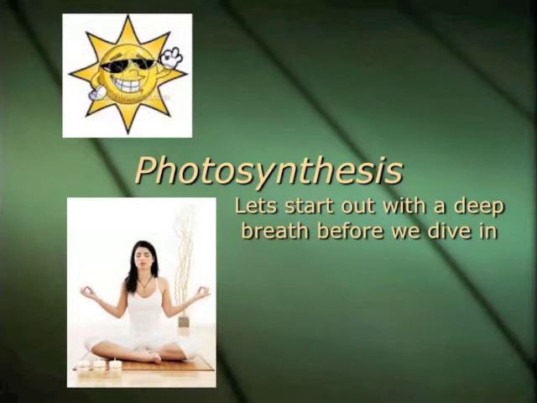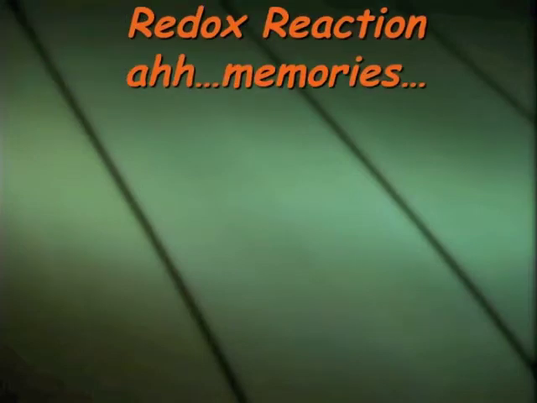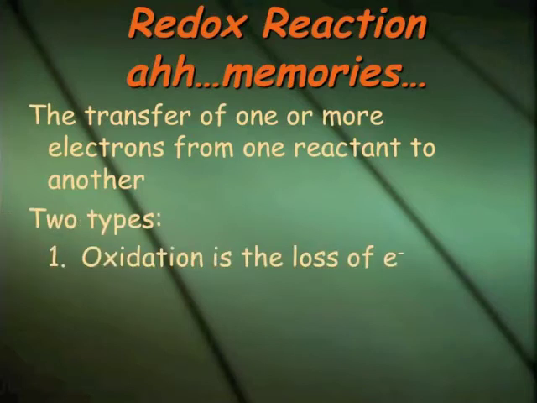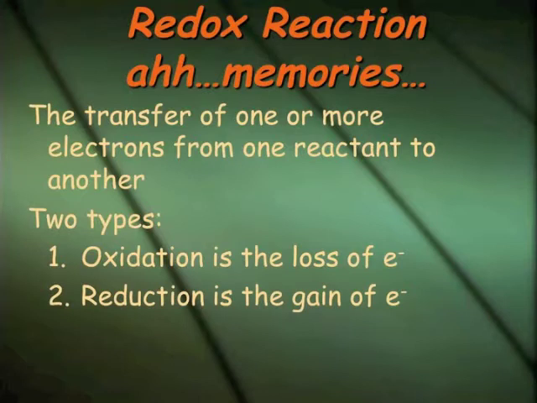So to begin with, photosynthesis is all about redox reactions. I know you remember these from chemistry and love them so much. So to review, and this is definitely a review for you, obviously, a redox reaction is the transfer of one or more electrons from one reactant to the other. And there are two types. You can have oxidation and reduction. Remember Leo the lion says grr: oxidation is the loss of an electron and reduction is the gain of an electron.